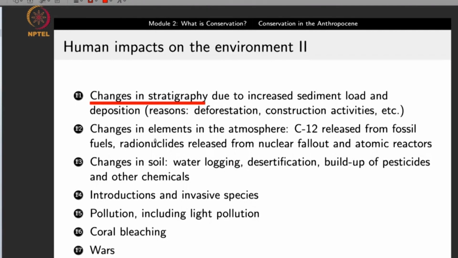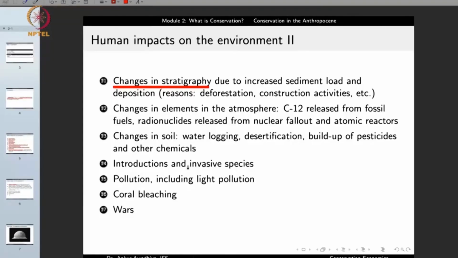C12 or carbon 12 that is released from fossil fuels, radionuclides that are released from nuclear fallout and atomic reactors. We are not just seeing changes in the amounts of elements that are there in the atmosphere, we are also seeing a change in the radioactive levels of different elements that are there on the planet Earth. Now, changes in C12 concentration, why does that happen? Because the fossil fuels that we are using were made from carbon that has been stored for many thousands of years, or many millions of years.